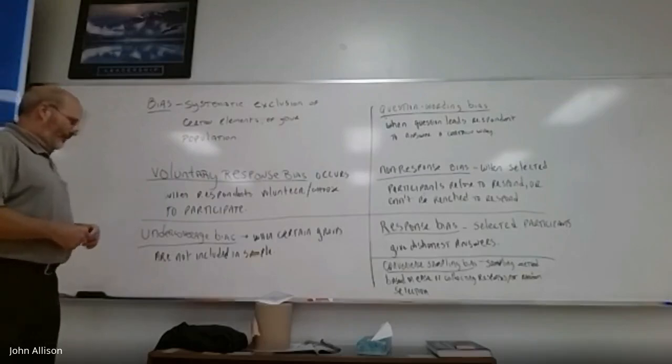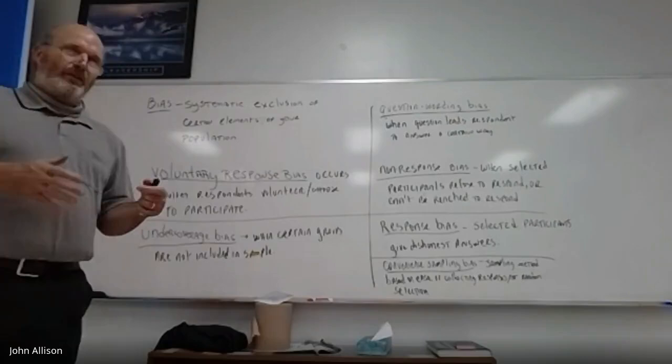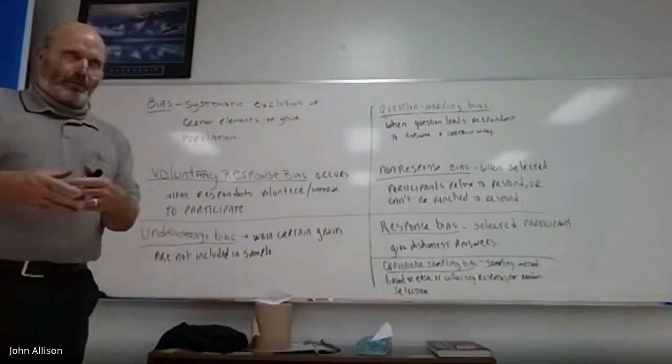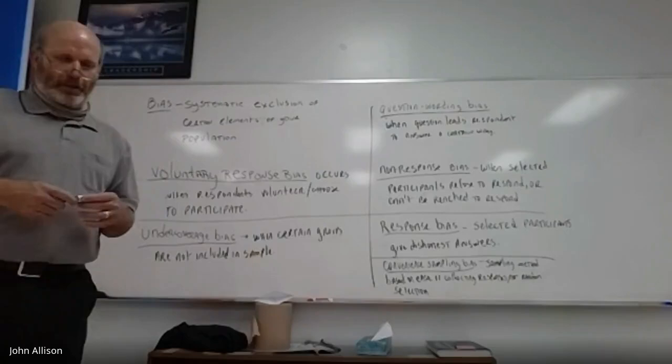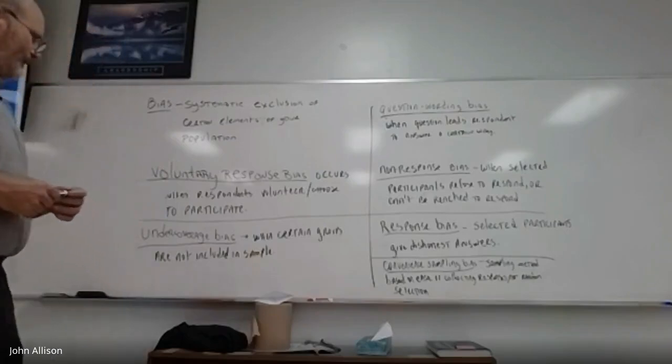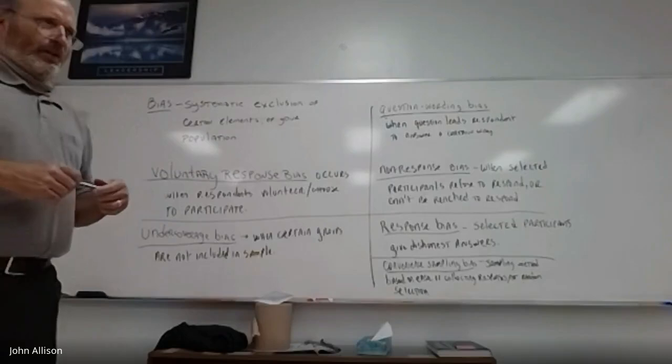Undercoverage bias is when certain groups are not included in the sample or are included at a disproportionate amount to their population, a less than proportionate amount to their part of the population. This could occur when you unintentionally exclude certain people.